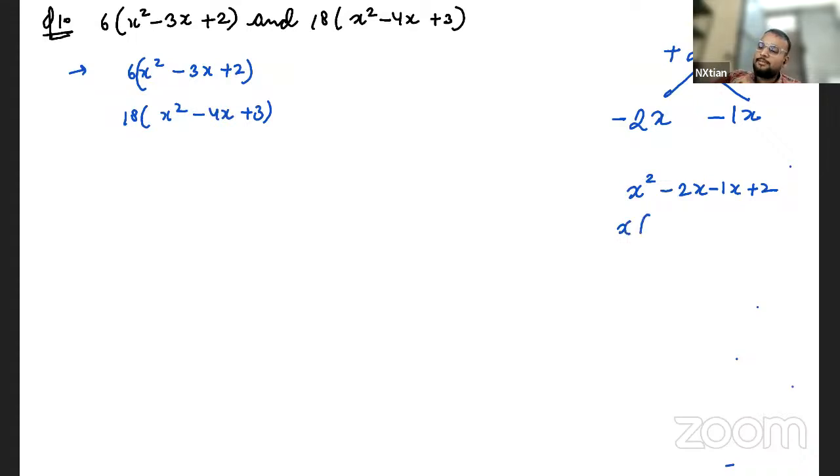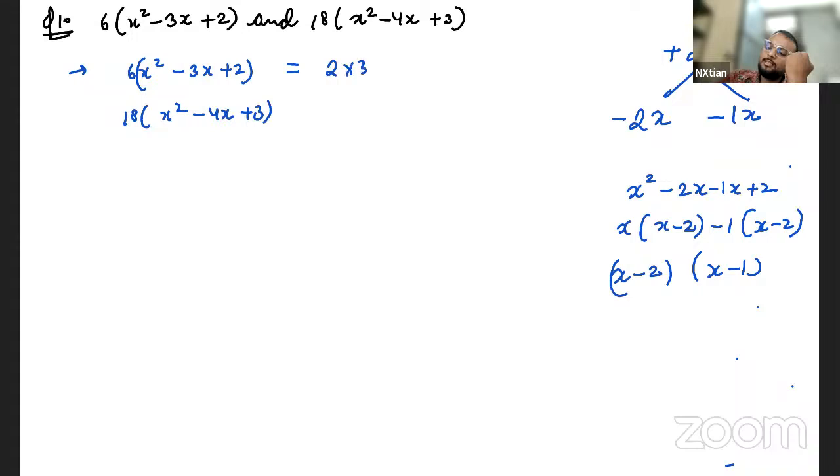Good boy. So now x will be the common, so x minus 2 will remain, and then minus 1 will be the common, then x minus 2 again remains. Why do I take out minus as a common? Because if I take minus as a common, the minus will become plus and the plus will become minus, so that both the terms will have x minus 2 with them. Understood, guys? So x minus 2 will be taken out and the remaining behind is x minus 1. So I got the factors, which are 2 into 3 into x minus 2 into x minus 1.